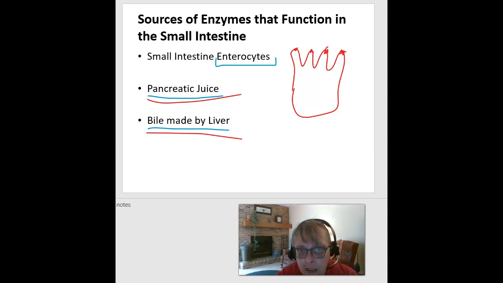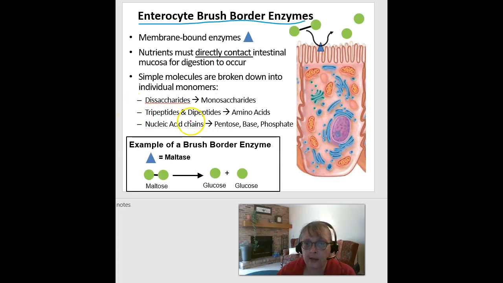So enterocytes contain these enzymes that we refer to as brush border enzymes. They are membrane-bound enzymes, and that means then that a nutrient must be up against it for any chemical digestion to take place. The nutrients have to be churned or spiraled and moved to make direct contact with the lining of the small intestine.